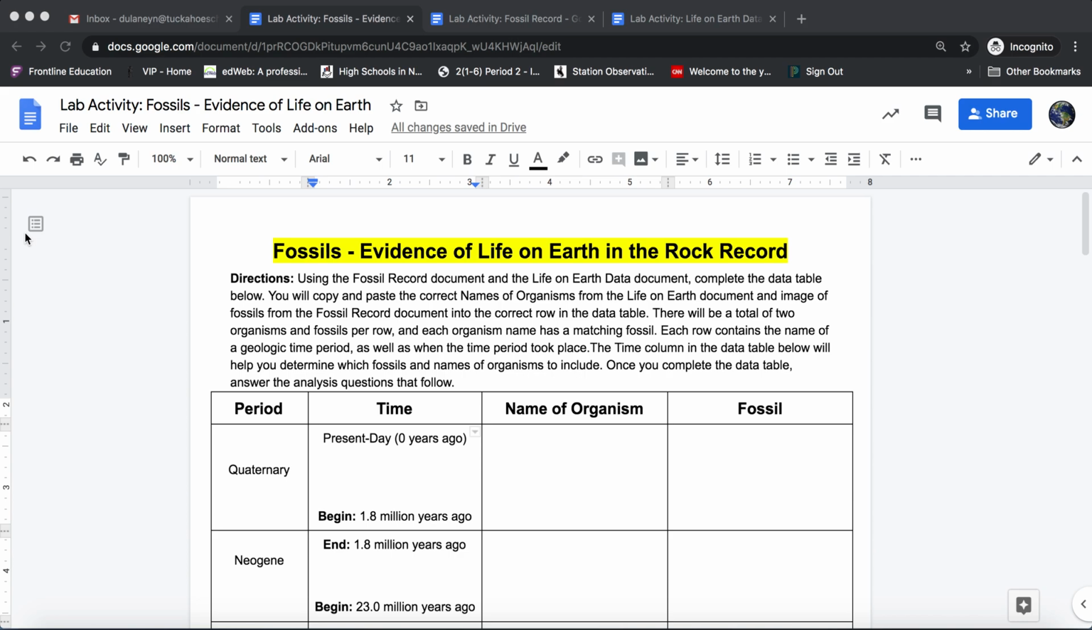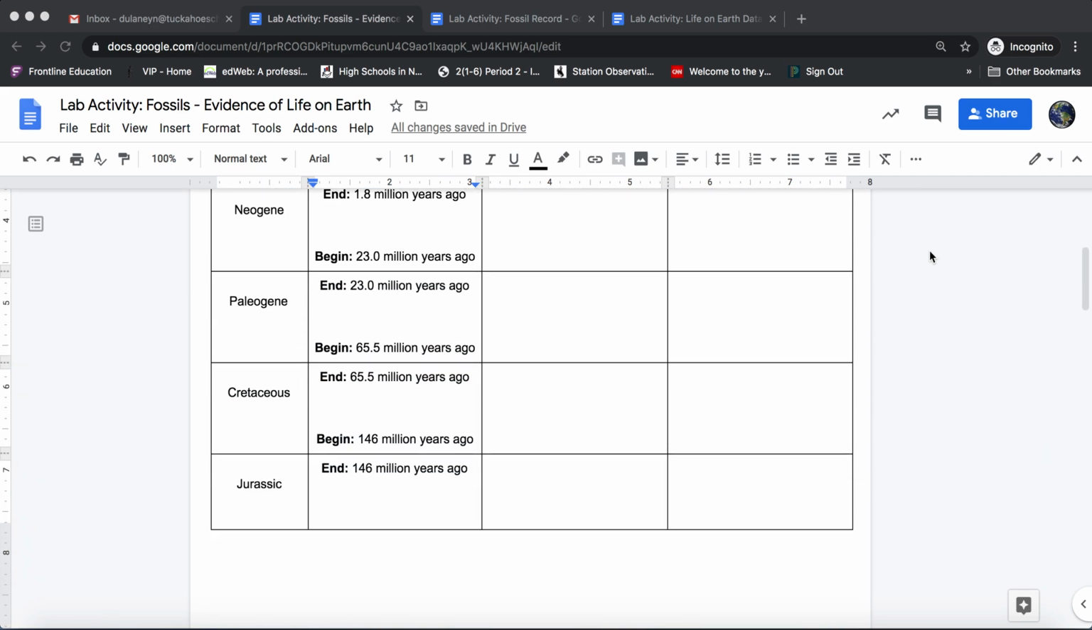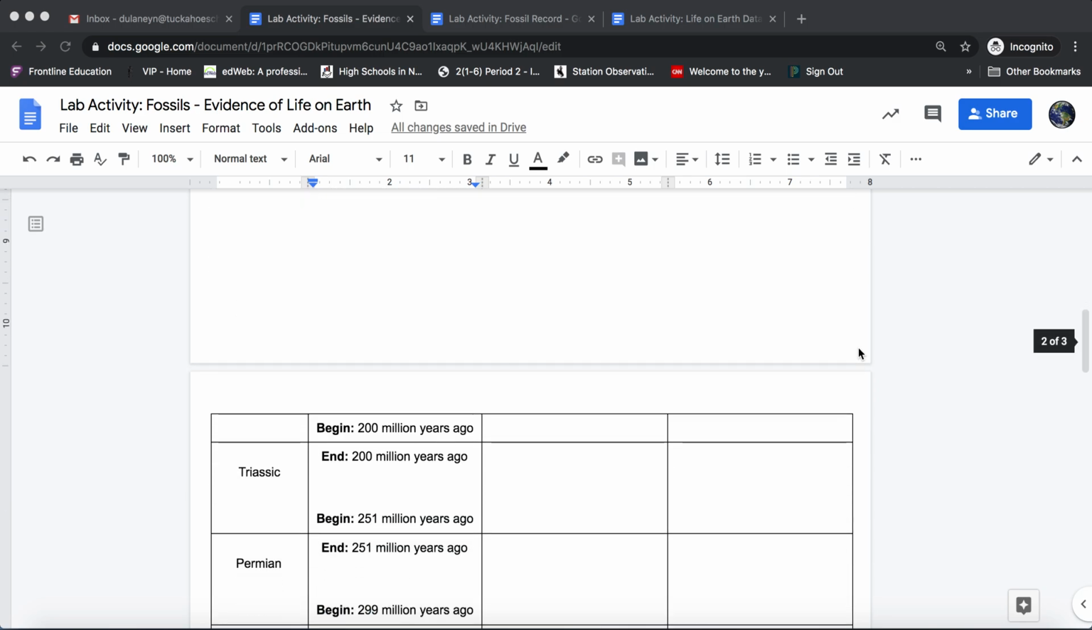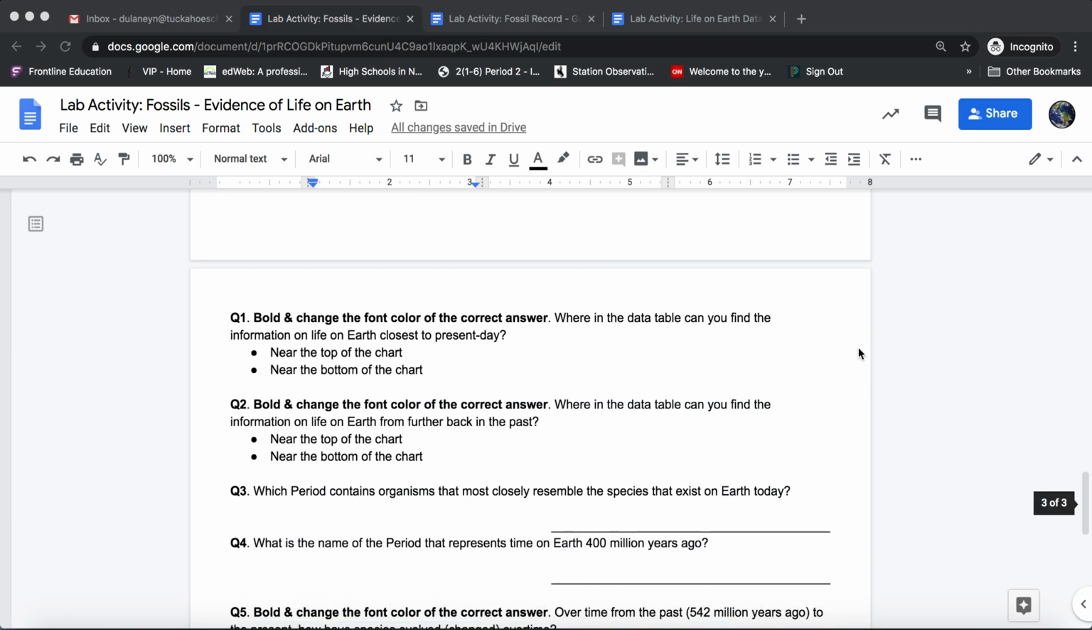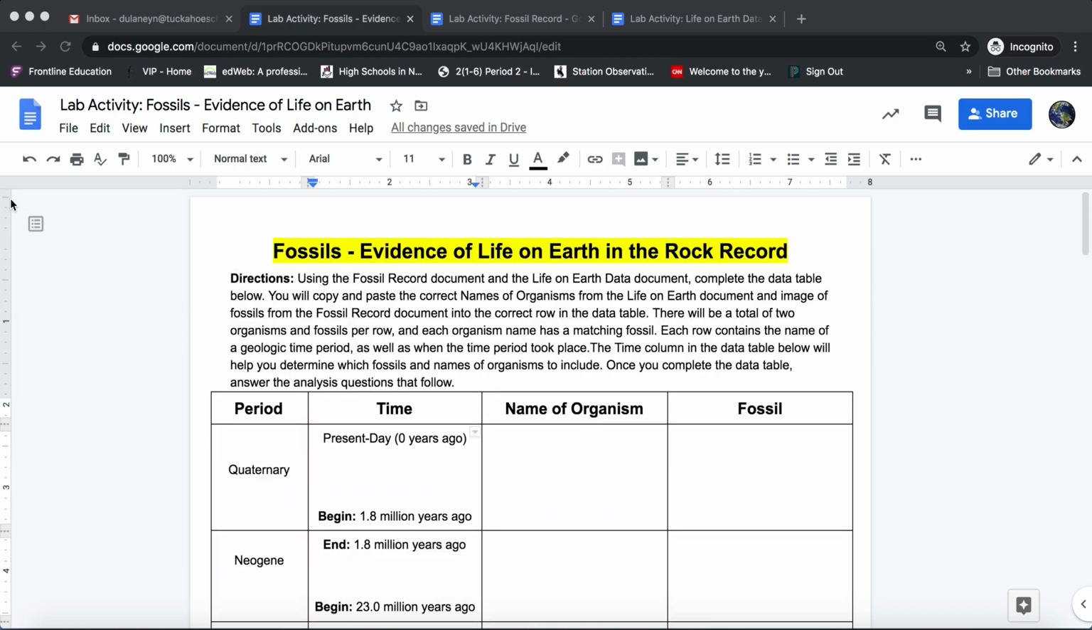The first document that we're looking at right here is the most important. It's highlighted in yellow in the title, and it is titled Fossils, Evidence of Life on Earth in the Rock Record. This is the document that's going to contain all of your answers and work from the lab. So everything that I'm grading in this lab is within this document only. If I scroll through real quick, you'll ultimately be completing this data table and answering the analysis questions that follow. The other 2 documents are there to help you to complete the data table.